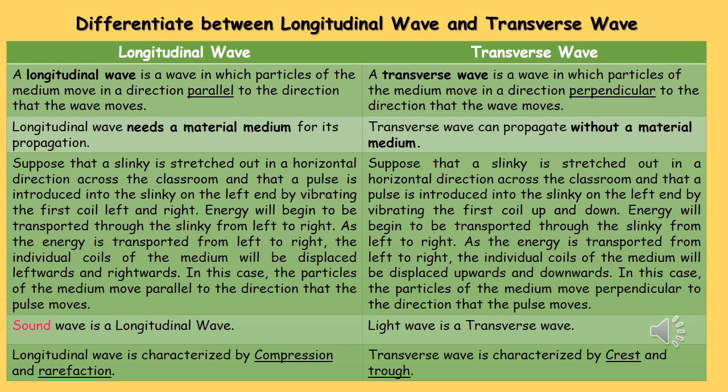So it produces transverse wave. A longitudinal wave is characterized by compression and rarefaction. What compression and rarefaction are, we will be learning in the next slide. And transverse wave is characterized by crest and trough.